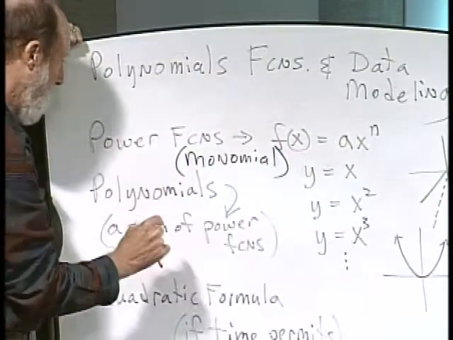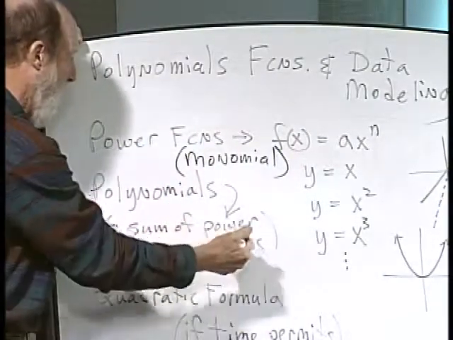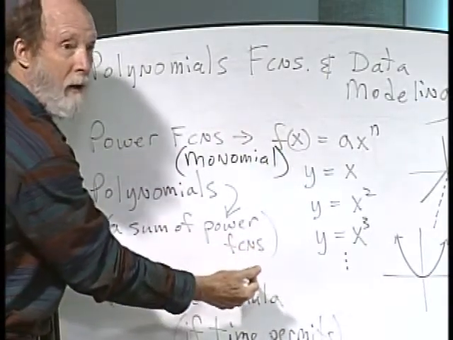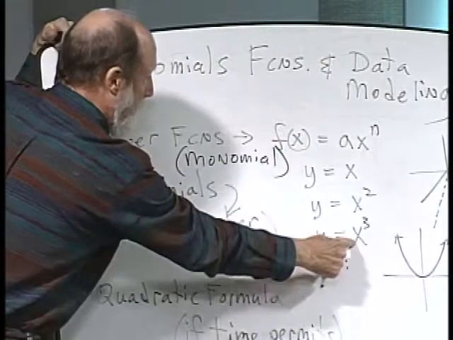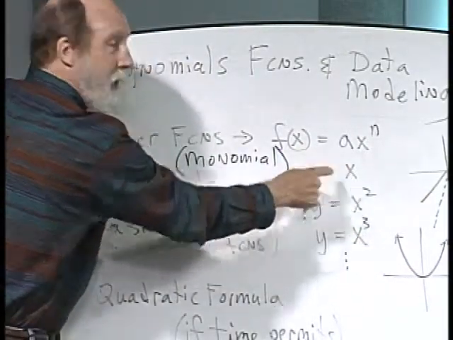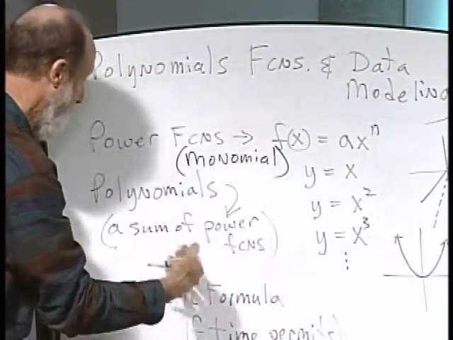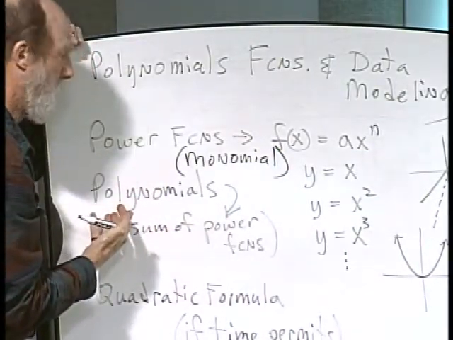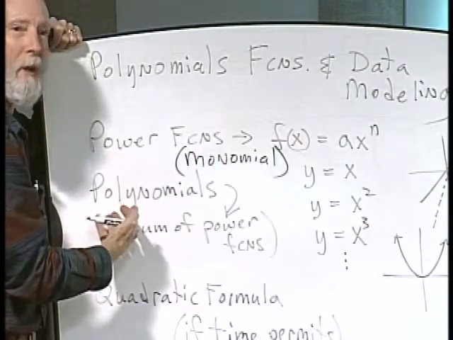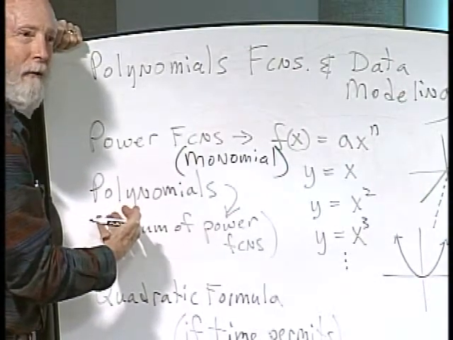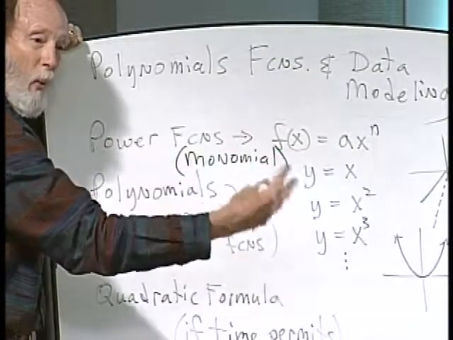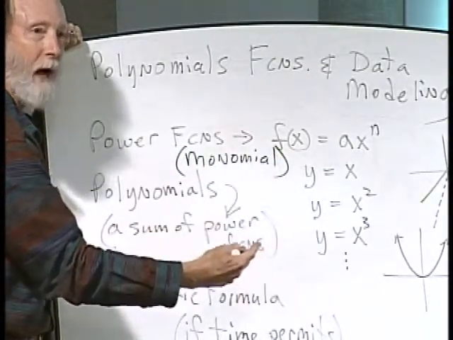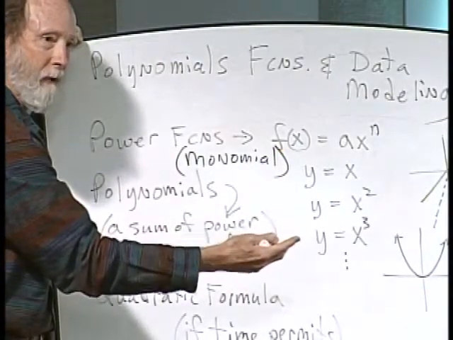Now, if you start adding some of those power functions together, they don't have to be the same power. You might add a cubic to a quadratic to a linear, and then you get something called a general polynomial function. So let's play with these today and see if, without too much effort, we can generate the characteristics of the graph and understand the behavior of these things.